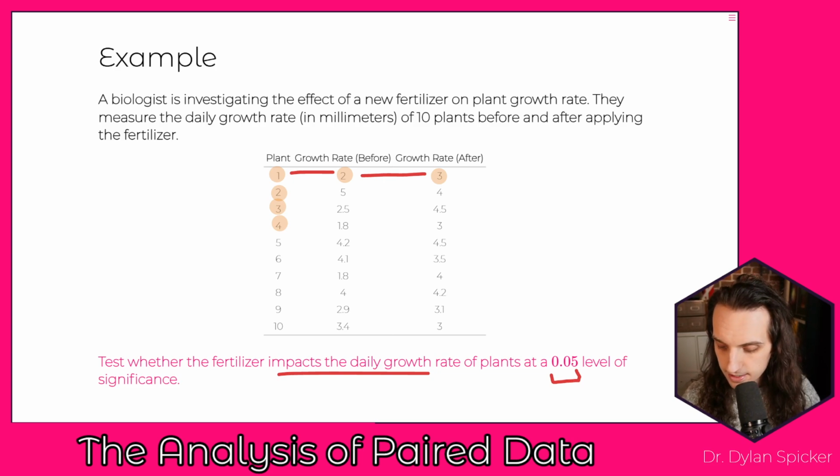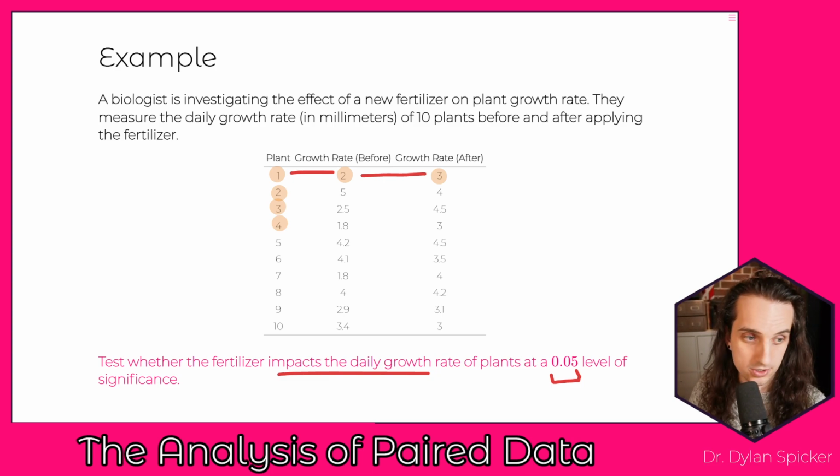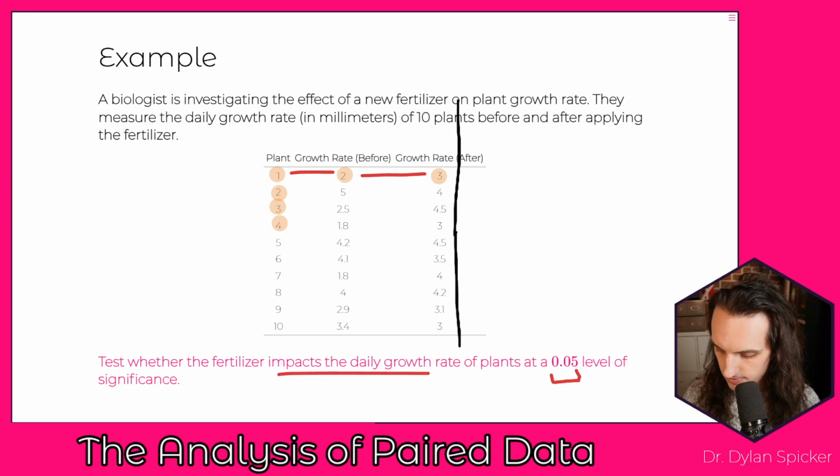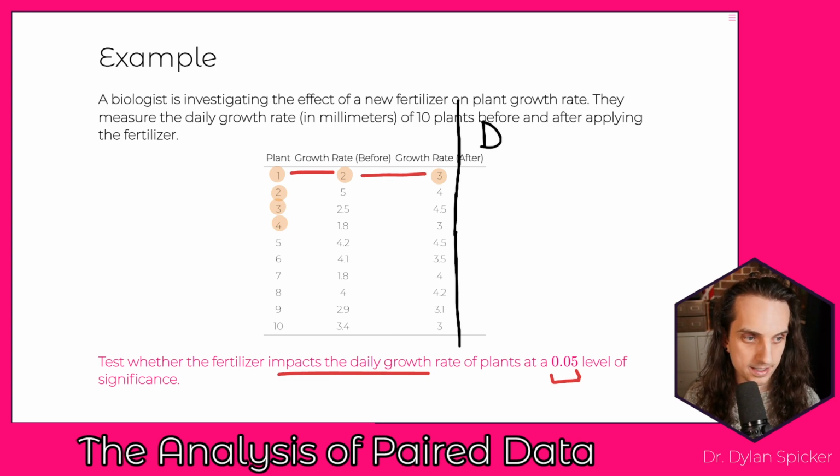In this case, because we have our observations for all of our data, we can just use a differencing approach. If we wanted to add in a difference column down here, we'd be thinking about taking the growth rate after minus the growth rate before, or we can do it as growth rate before minus the growth rate after. Either way, it's going to work. We're just going to end up with a flipped sign.